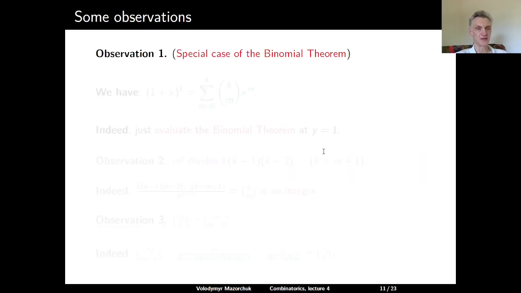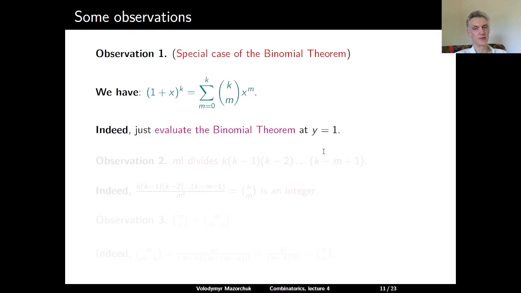Here are some observations. Observation 1, which is just a special case of the binomial theorem: we have that (1 + x)^k equals the sum over all m from 0 to k of the coefficient k choose m times x^m. To get this, we just evaluate the binomial theorem at y equals 1.